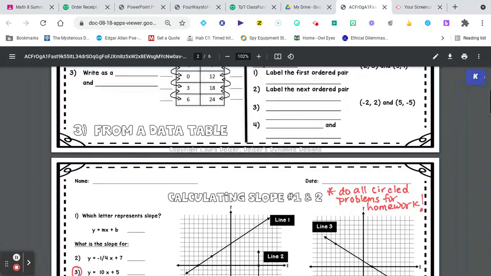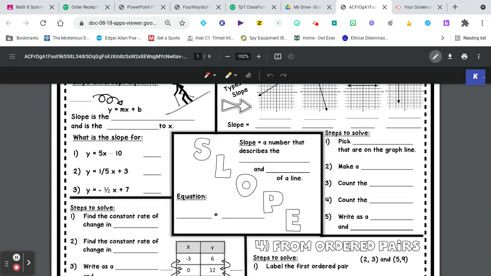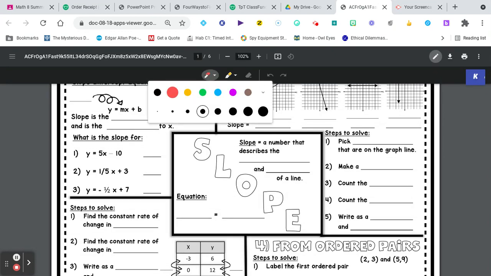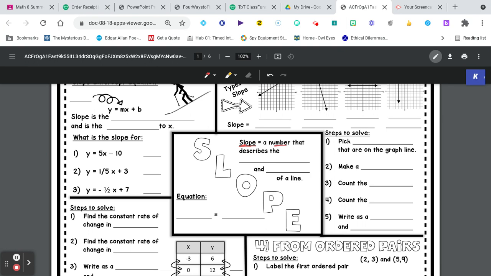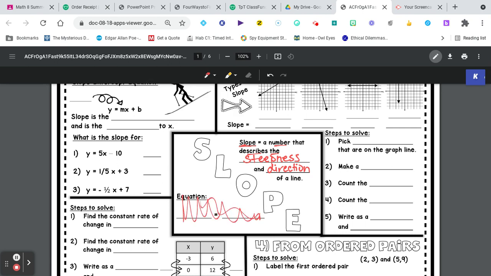So we'll just start off in the middle box here, and you'll get these notes where it says, what is slope? Hold on, guys, let me get my pen up. Slope is a number that describes the steepness and direction of a line. And we're not going to worry about this part right here. I'll fill that in later, okay?